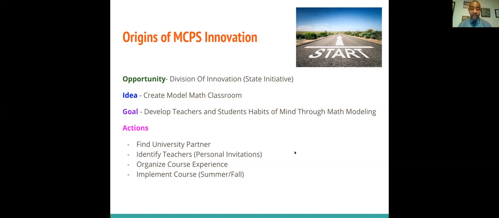And so the biggest key for us was to get a partner to help us in this work and identify some teachers, like early adopters like you all, to start the process. And so we got with George Mason to help us to get the learning experiences for our teachers.